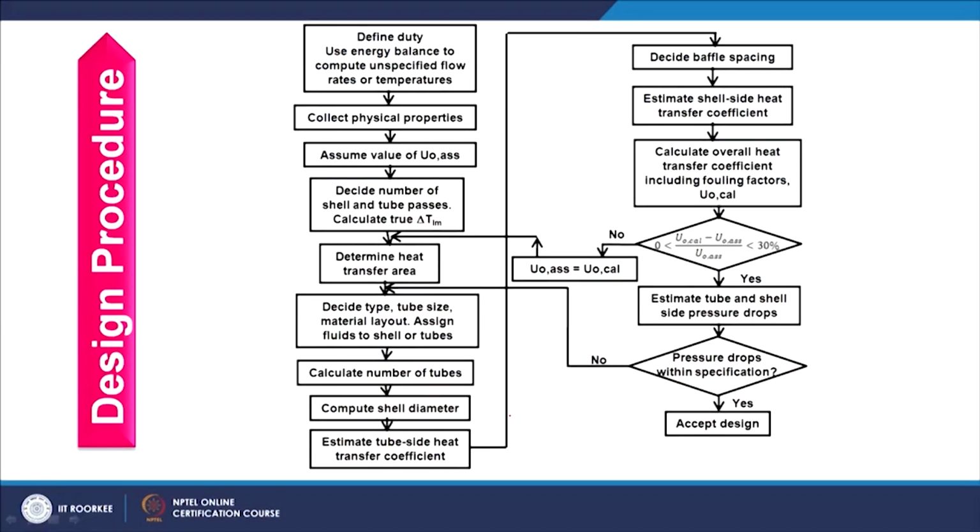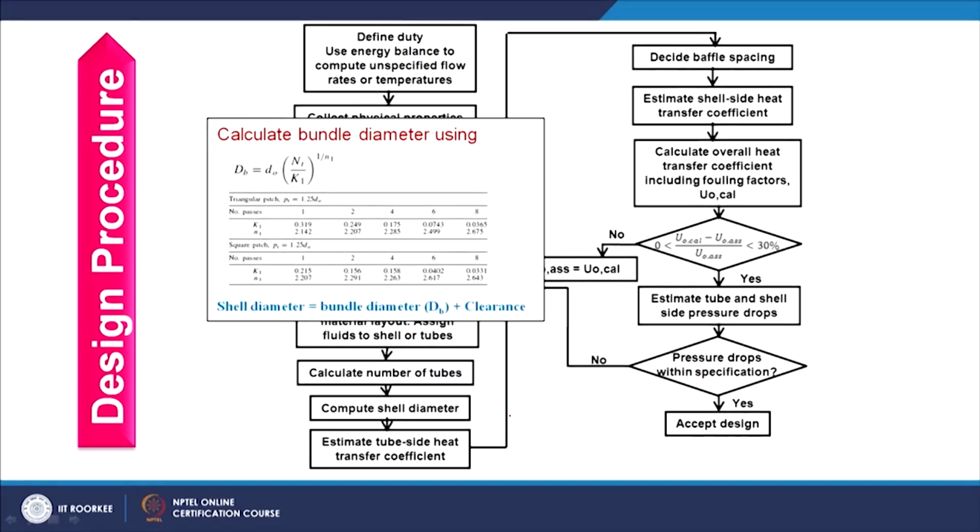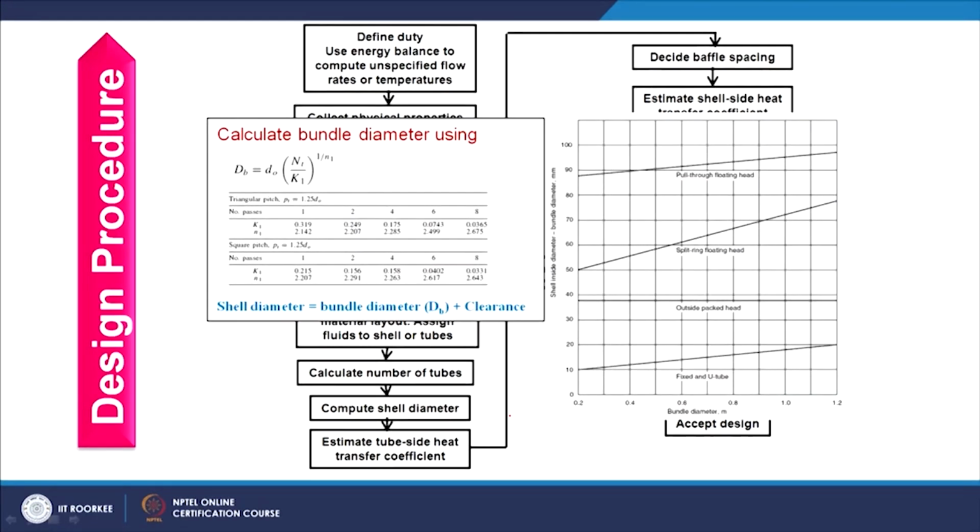And after that you have to find out the shell diameter. To calculate the shell diameter, you first need to calculate the bundle diameter, which you can calculate from this expression, where d naught is the outer diameter of the tube and nt is the total number. So, it will not depend on the passes. Whatever number of tubes you have obtained, just check that it should be an even number. So, that nt you can consider over here.